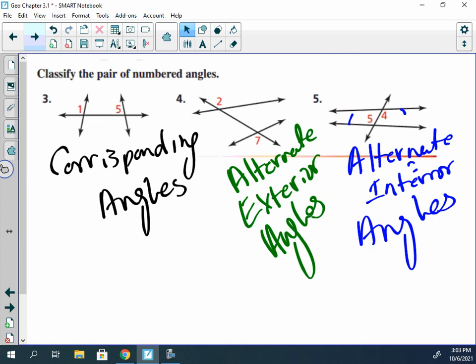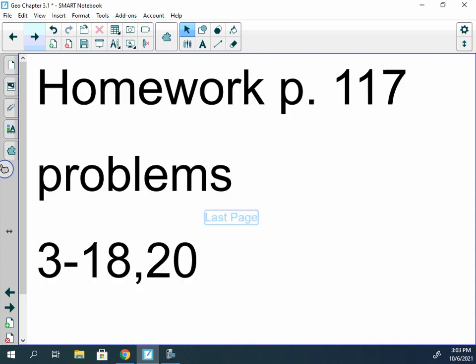Now, these here do gain a special property when the two lines are parallel. But we'll cover that at a later date.